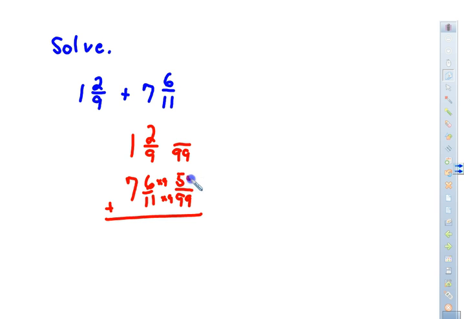So we get 54. And then 9 times 11. So 2 times 11, which is 22. And then we're going to add these together. So then we get 1 plus 7 is 8. And then we have 22 plus 54, which is going to give me 76 over 99. Okay. So now the question is: is this answer in simplest form?